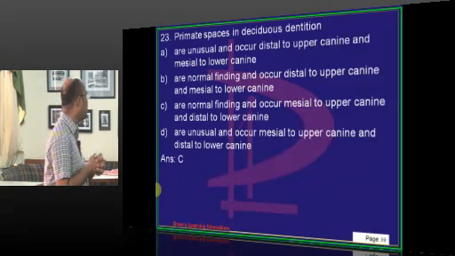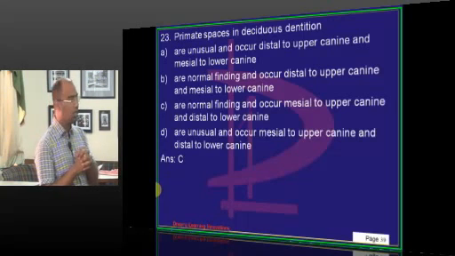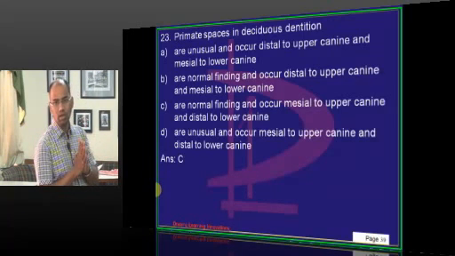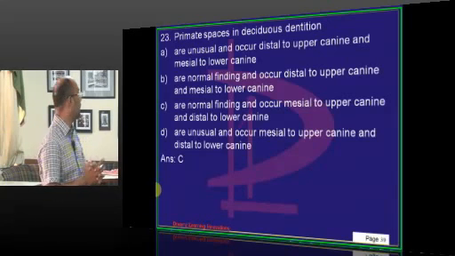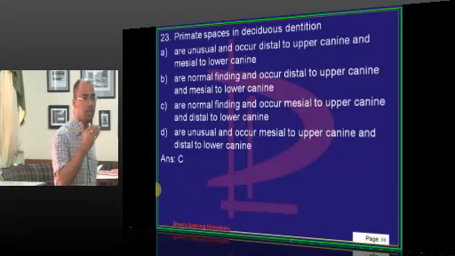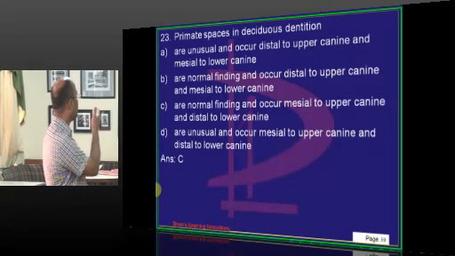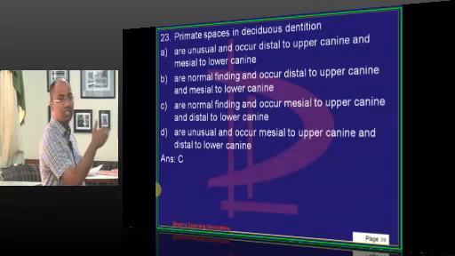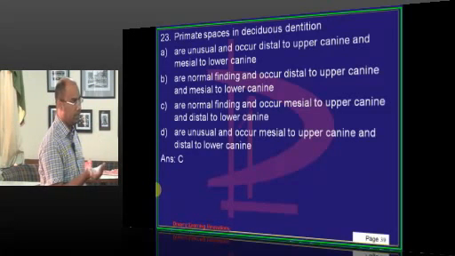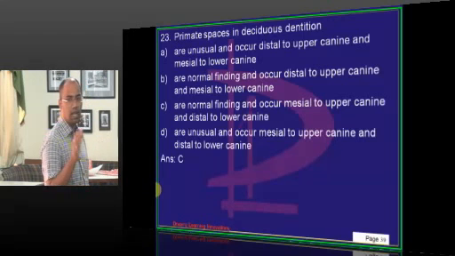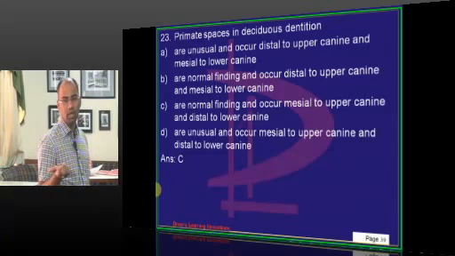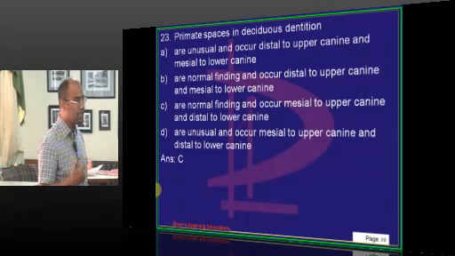Why are they called primate spaces? Because they are seen in most of the primates. Now, primate spaces in the deciduous dentition are absolutely a normal finding. They are not abnormal. It is a usual finding, and these are present between upper B and C and lower C and D. That is, in the upper you see it mesial to the canine, between B and C. In the lower it will be distal to the canine, that is C and D. So primate spacings in deciduous dentition are absolutely normal, and they are seen mesial to the upper canine and distal to the lower canine, that is upper between B and C and lower between C and D.